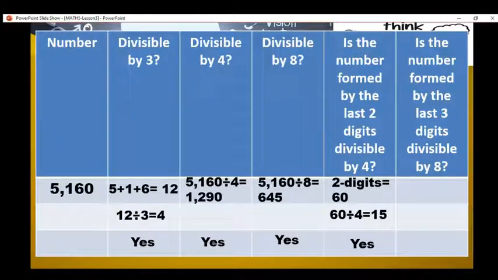How about the 3-digit number? What's the last 3 digits in our given number? Very good, that is 160. Now we need to divide it by 8. 160 divided by 8 is equal to 20. So the answer is yes. We can see that the given number 5,160 is divisible by 3, 4, and 8.